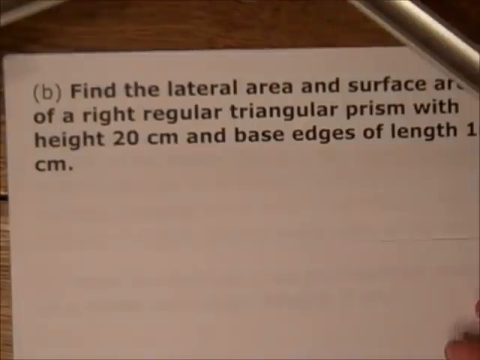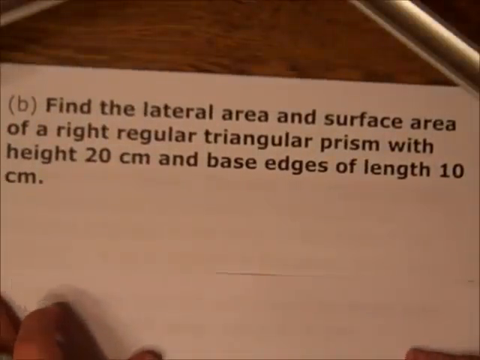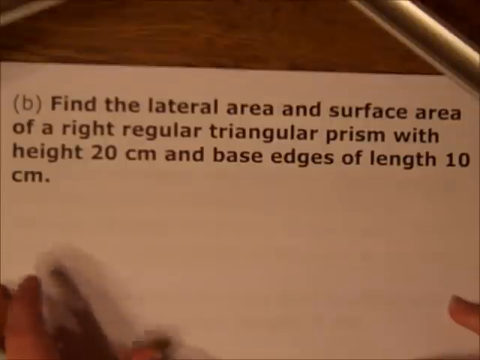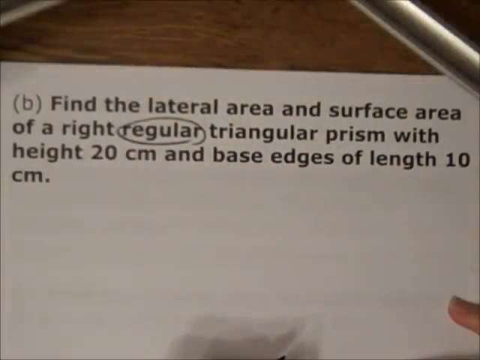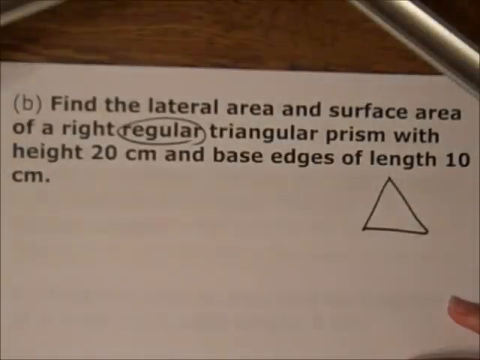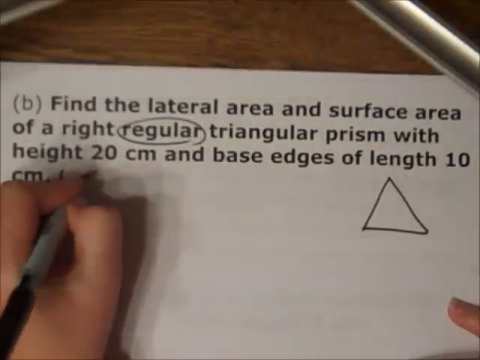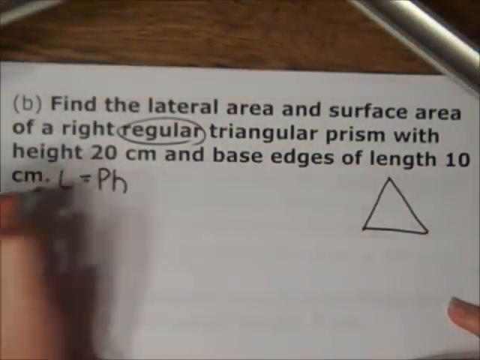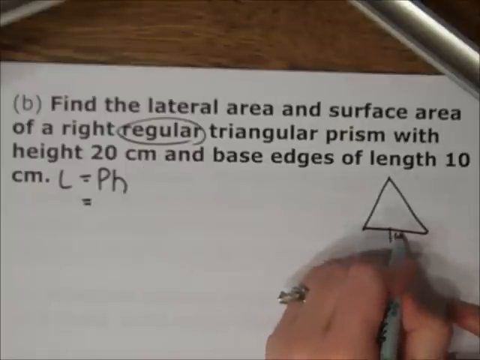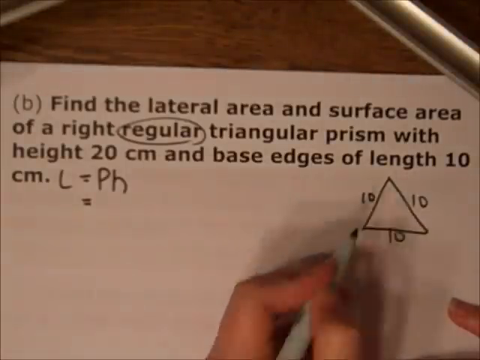Alright, find the lateral area and the surface area of a right regular triangular prism with a height of 20 and base edge lengths of 10. So careful here, this is a regular triangular prism, which means an equilateral triangular prism. So this is still coming back to us that we have to find the area of an equilateral triangle. Alright, so let's start with lateral. We know that's going to be Ph. So if this is a regular prism with a height of 20 and base edge lengths of 10, then this is 10 and this is 10.